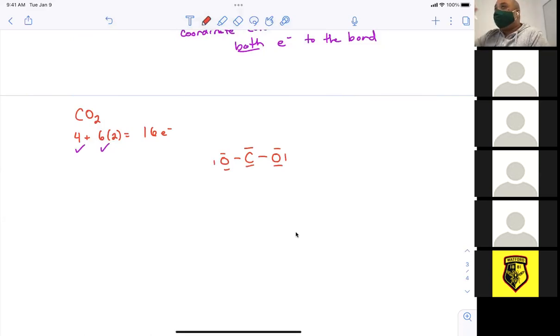Everything has an octet. Again, this is a test structure. It's not always meant to be the right answer to start with. It's the baseline, and then you manipulate that to reach the final answer.